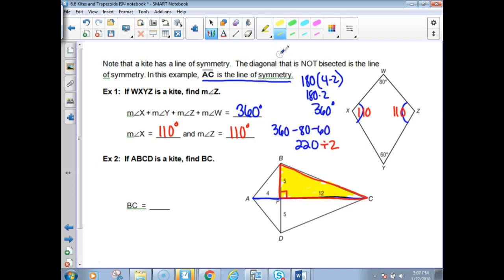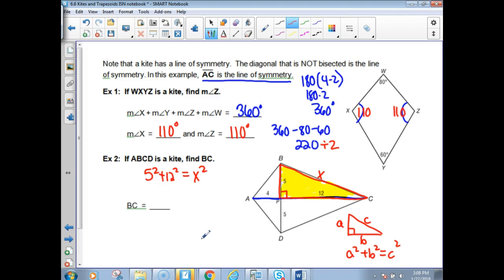What I'm going to use then is something that we've talked about in the past, and you may want to write it down again. If you have a triangle, the legs are A and B, the hypotenuse is C, and A squared plus B squared equals C squared. So we're going to use the fact that the legs are 5 and 12 and write an equation. 5 squared plus 12 squared equals the side BC. I'm going to put an X on it just for simplicity's sake. Equals X squared. So then I get 25 plus 144.